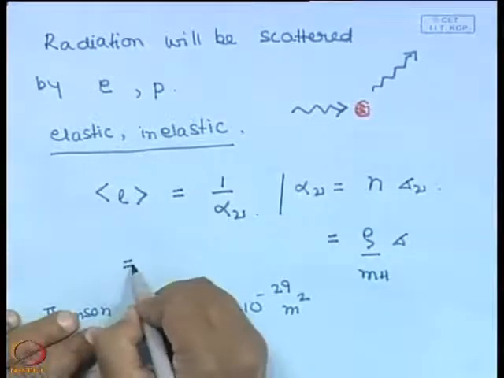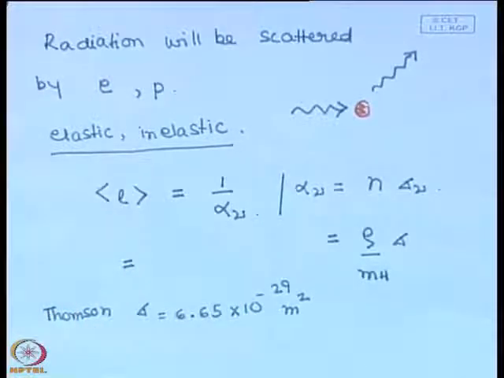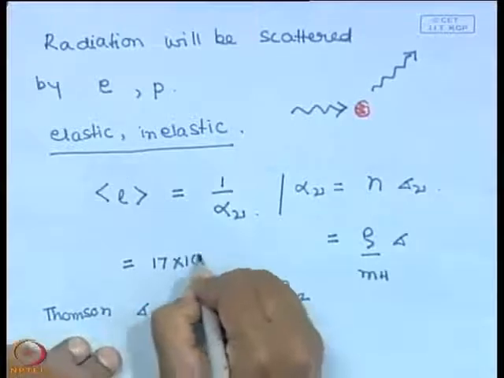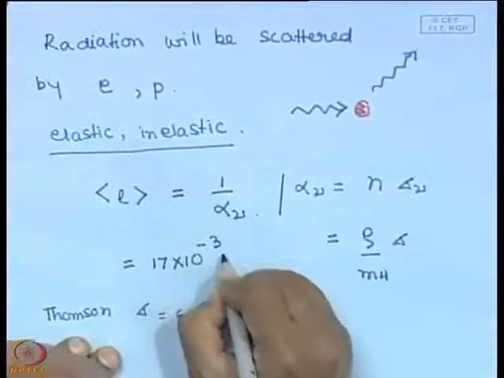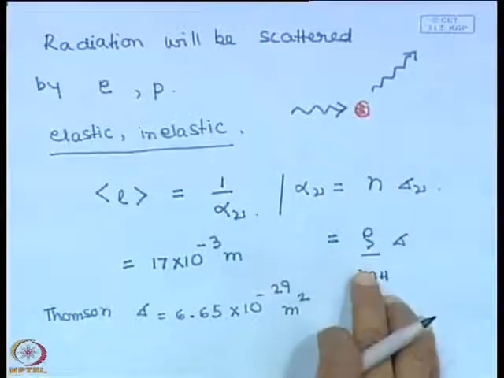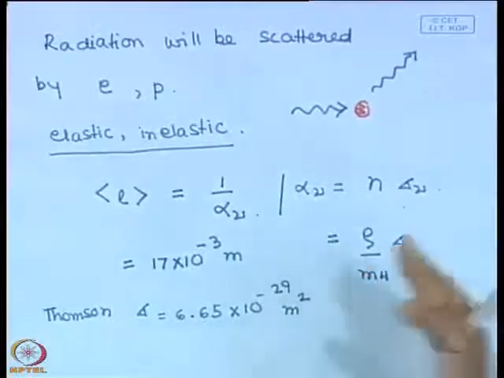the mean free path comes out to be equal to 1.7 into 10 to the power minus 3 meters. So, it is around 1.7 centimeters. Okay, this is the minimum. This is the minimum scattering that you will have. In reality, the scattering could be more.